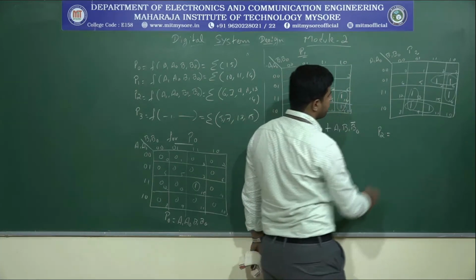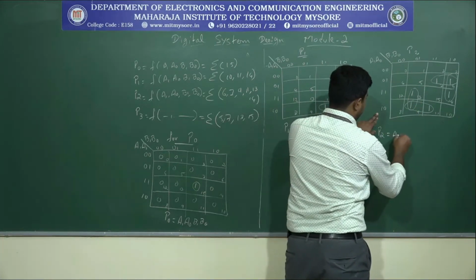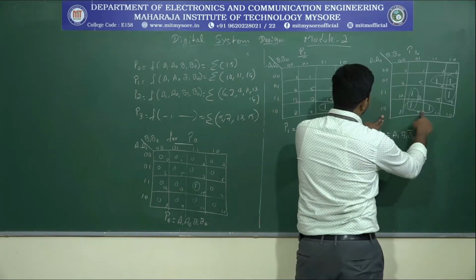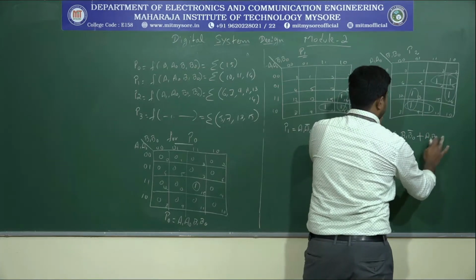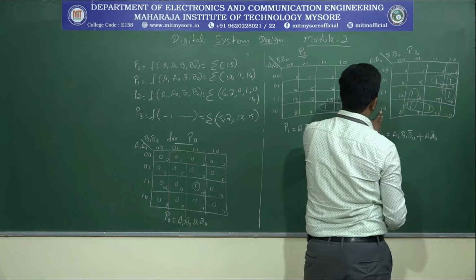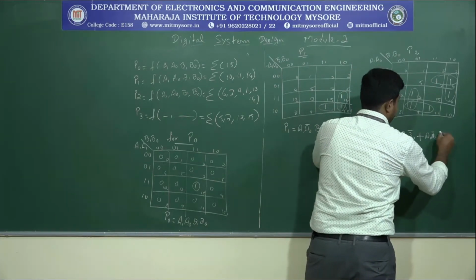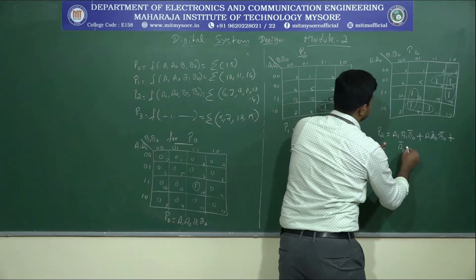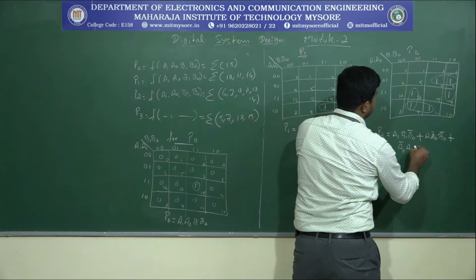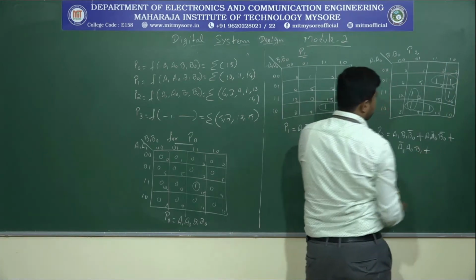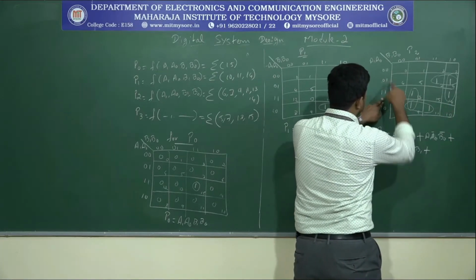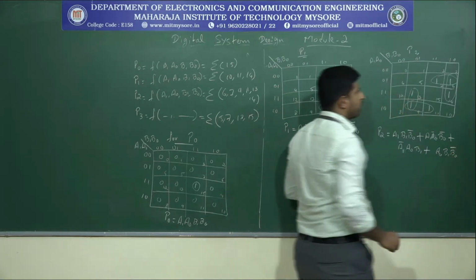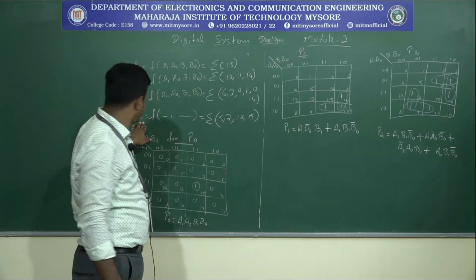P2 will be equal to, corresponding to this group, A1 B1 B naught bar plus, corresponding to this group, A1 A naught bar B naught bar plus, for this group, A1 bar A naught B1 plus, for this group, 0 0 0 1, that means A naught B1 B naught bar. Now we will have the K map for the P3.